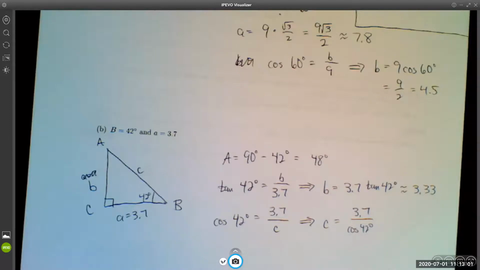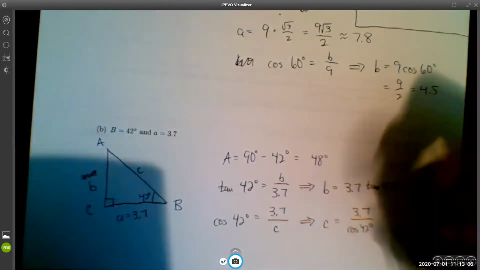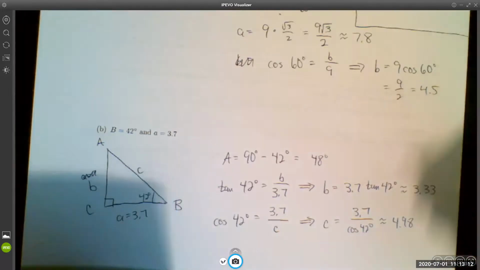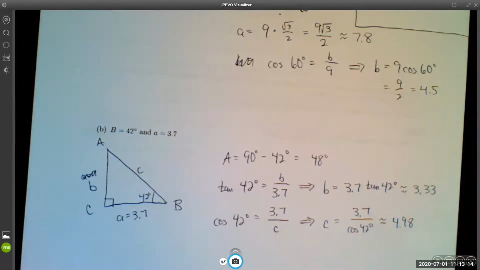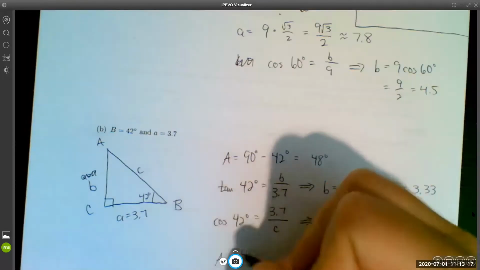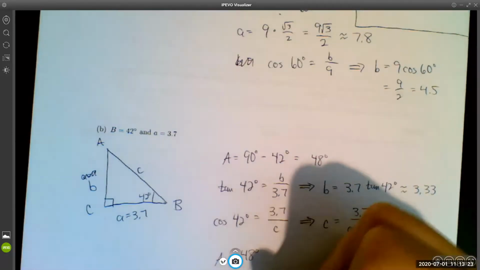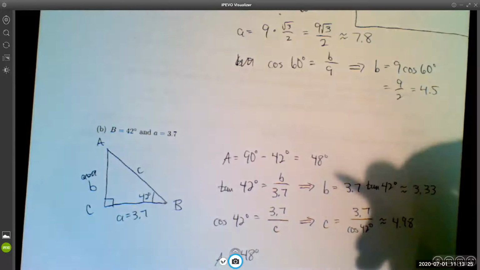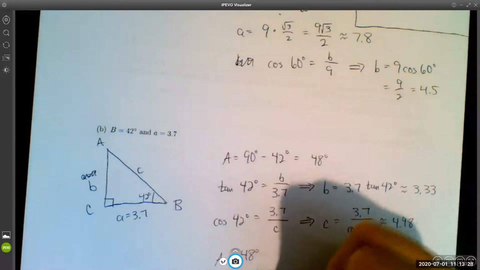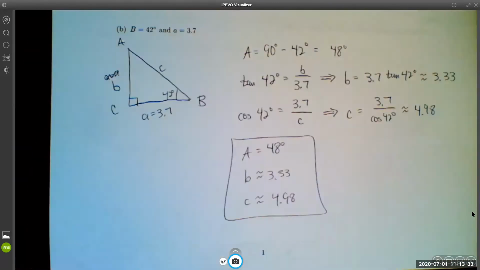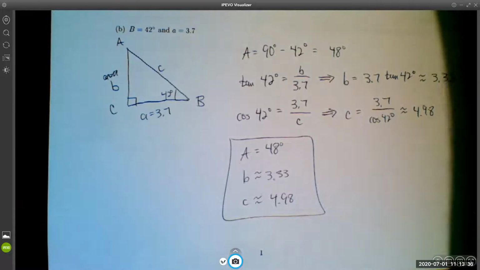3.7 divided by cosine of 42 is about 4.98. So there we go, right? We discovered that A was 48 degrees, that B was about 3.33, and that C was about 4.98. Okay. So that's that. That's how we solve right triangles.